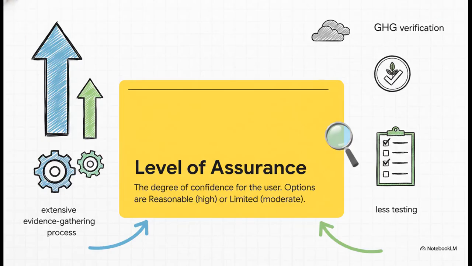Next up is the level of assurance. This is one of the most critical terms of engagement you'll agree on with the client, and it dictates the depth of our entire investigation. Reasonable assurance gives a high degree of confidence, and it demands a really extensive, deep-dive evidence gathering process. On the other hand, limited assurance provides a moderate or lower level of confidence, and it's based on less testing. So why choose one over the other? Well, a regulator might mandate reasonable, while a company's internal sustainability report might only require limited. This one decision drives everything that follows.